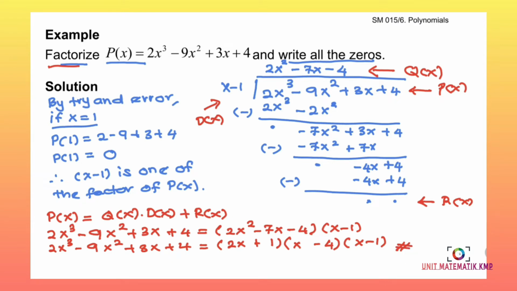This is our completely factorized form of the given polynomial. Next we want to find the zeros of the polynomial. From here, actually we can find the roots. Let's find the roots first. The roots.